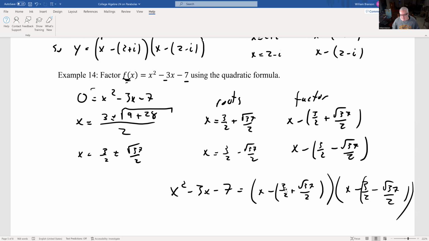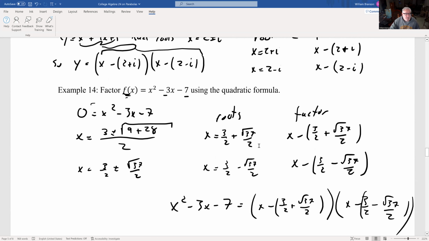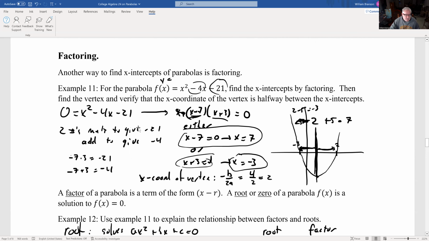Sometimes the factorization is not particularly pretty. Sometimes it involves complex numbers. If you can do this sort of thing to get it to work out, that's sort of simplest. But you can always use the quadratic formula to find factors.